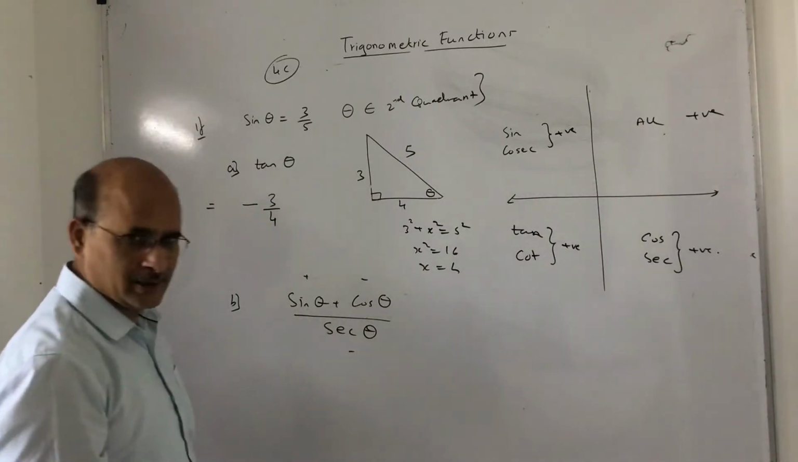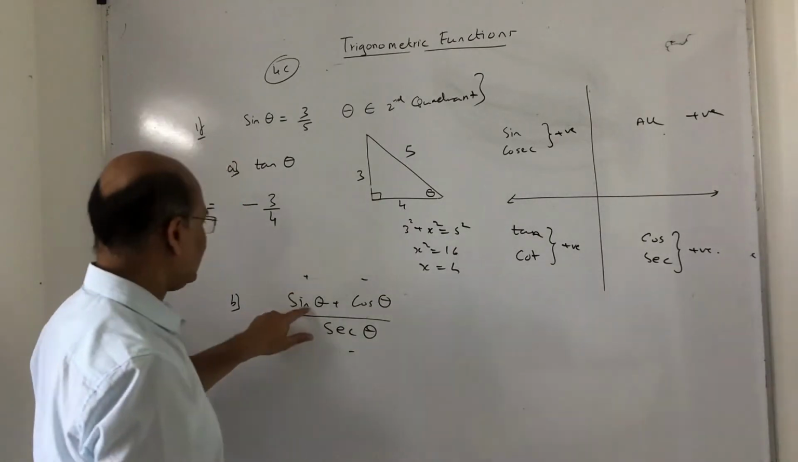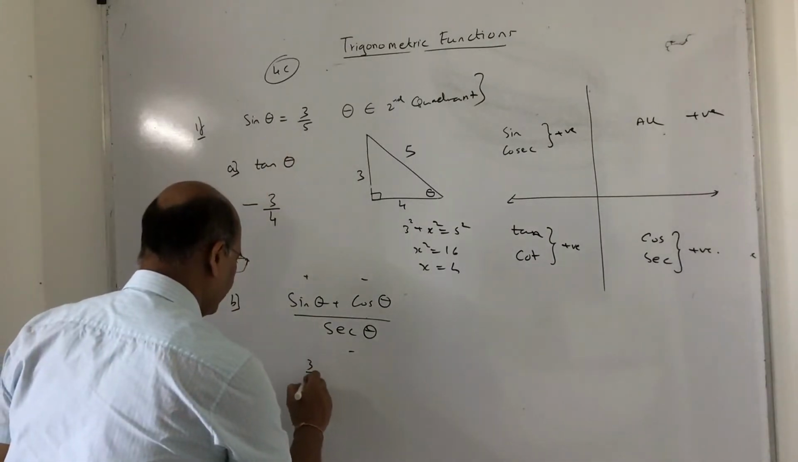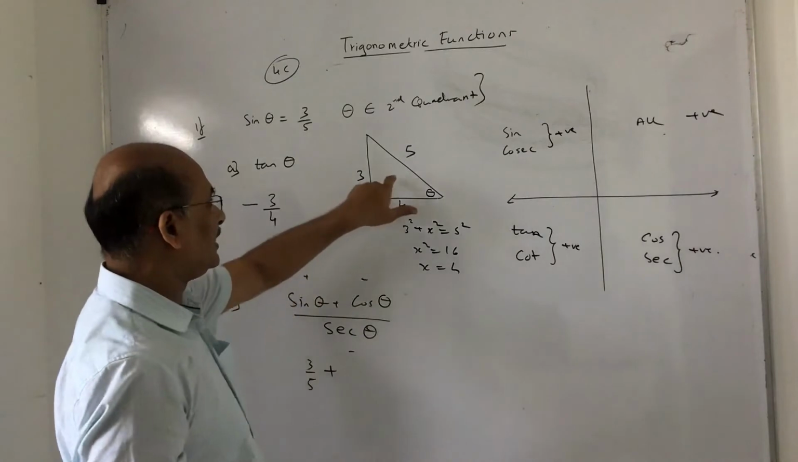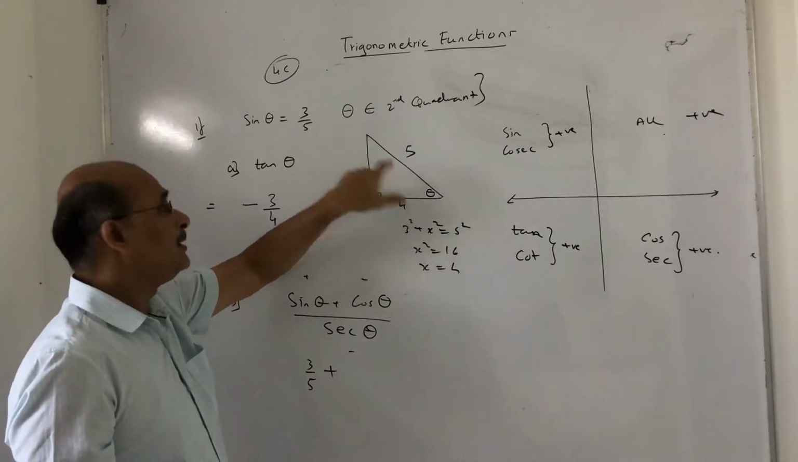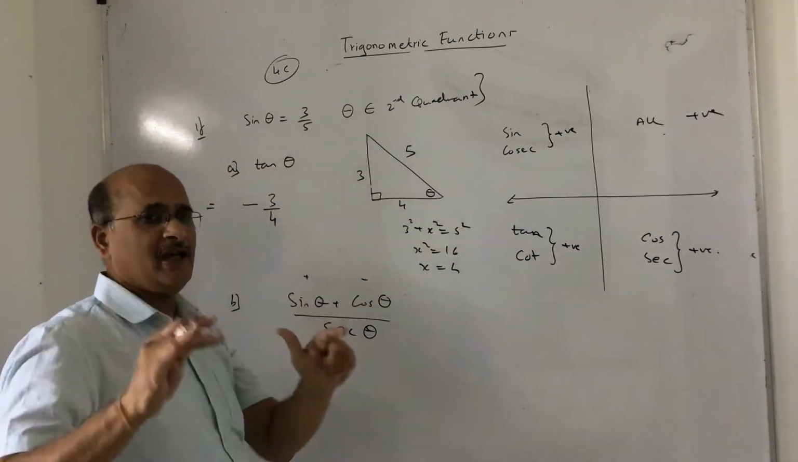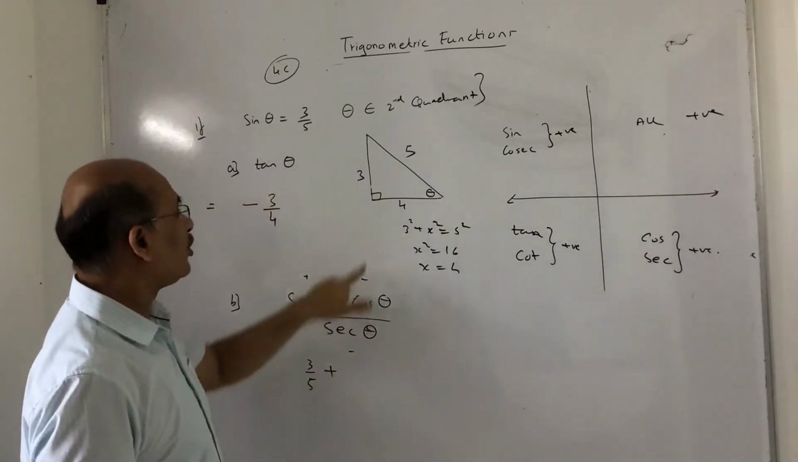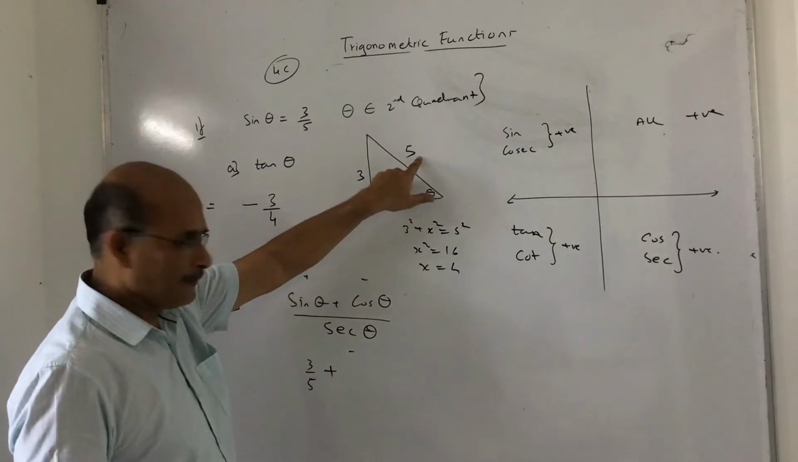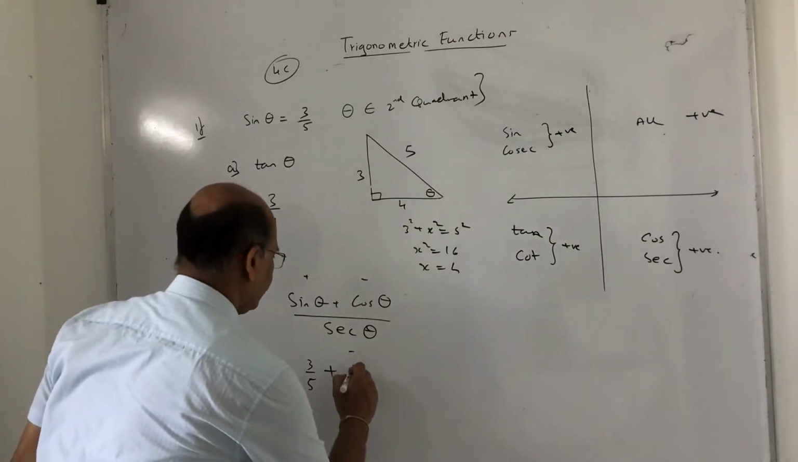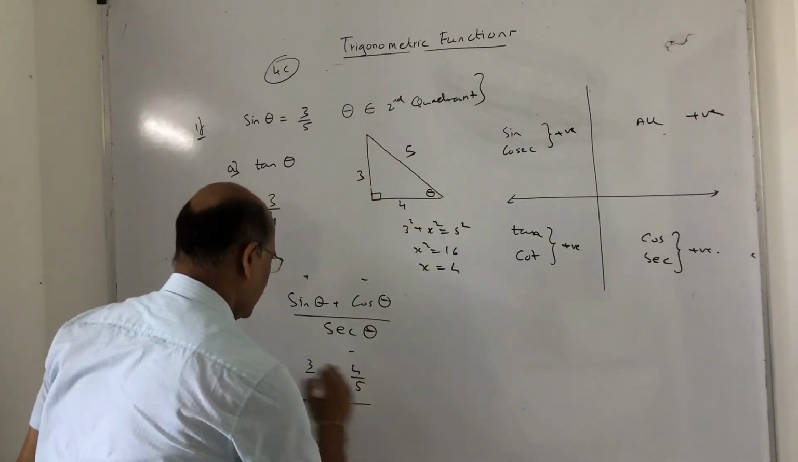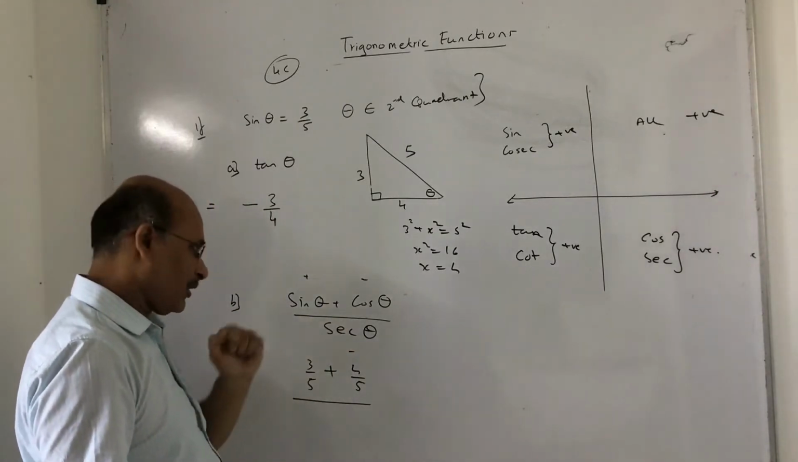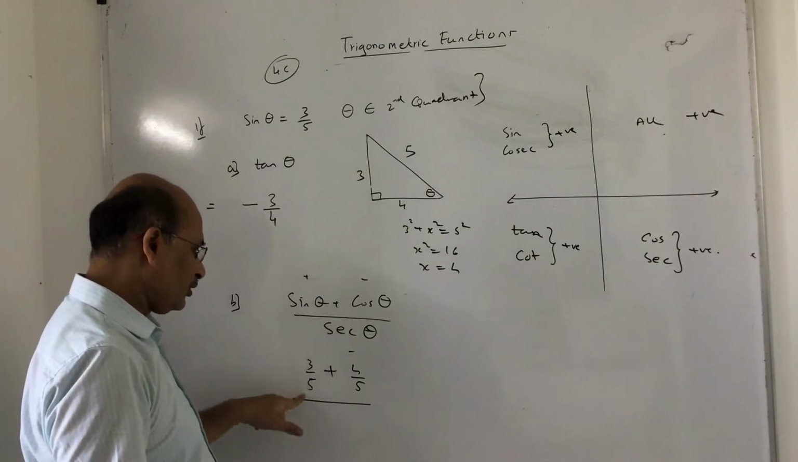Now it is very simple to work. Let us see how I get the answer. Sin theta is already given to you, 3 upon 5, plus cos theta. That's why I said use the right angle triangle concept. With this you can find any trigonometric ratio. So cos theta is base upon hypotenuse, that is nothing but 4 upon 5, upon sec theta. But by the way, I made some mistake here. What is that mistake? I'll tell you. Sin theta I wrote 3 by 5.